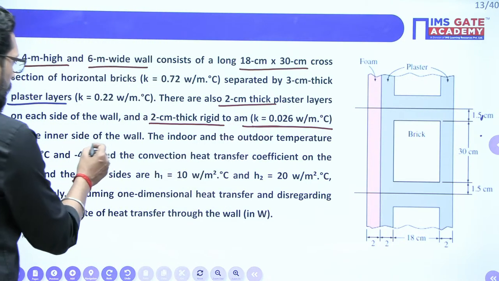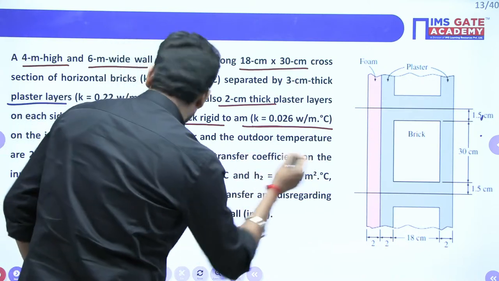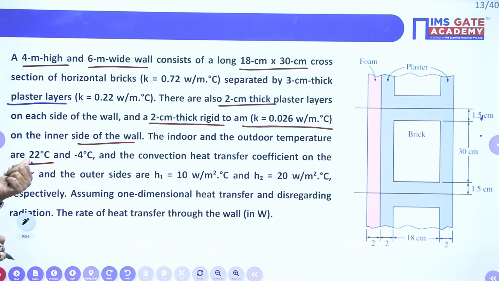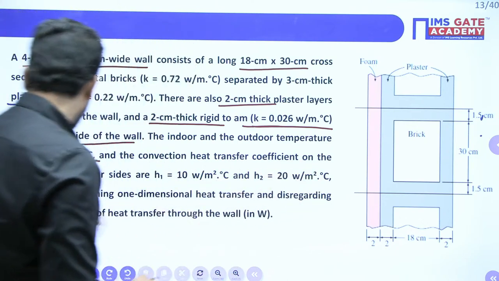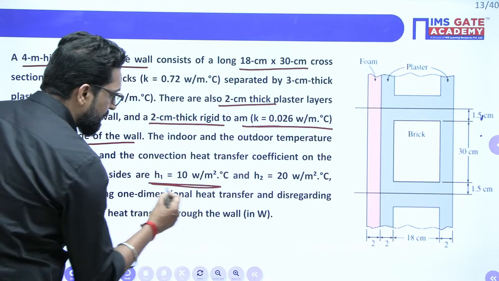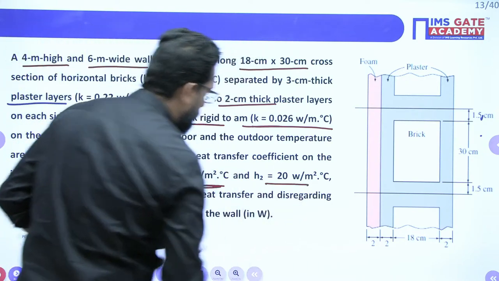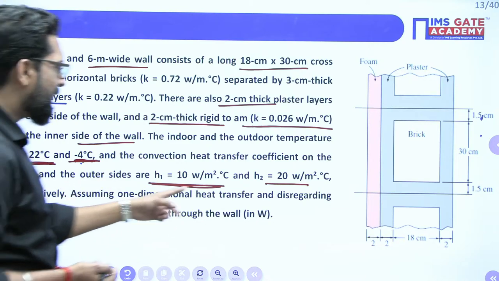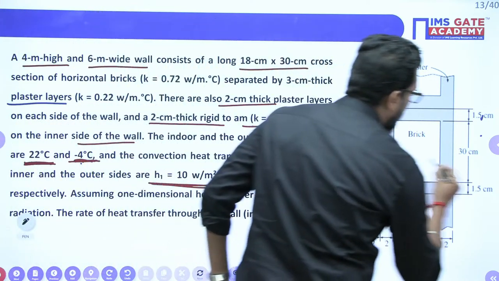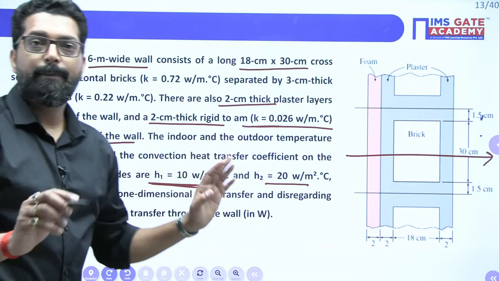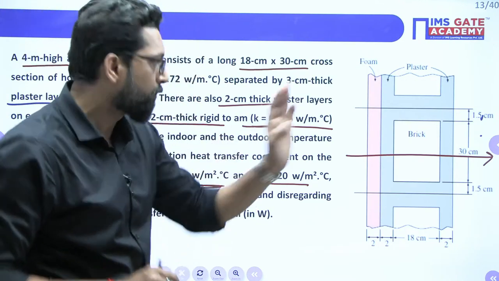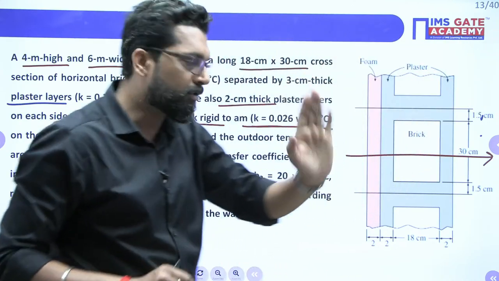No problem. The inner side and outer side temperatures of the wall are given. Inner is 22 degree centigrade and outer is minus 4 degree centigrade. That means this is your warmer side and this is your colder side, and the convection heat transfer coefficients of the inner and outer side are given. Inner side it is 10, outer side it is 20, respectively. Assuming one dimensional heat transfer, that means heat transfer in one direction. Disregarding the radiation, that means we neglect the radiation effect from the surface to the surroundings. We don't want to bother about the radiation heat transfer.